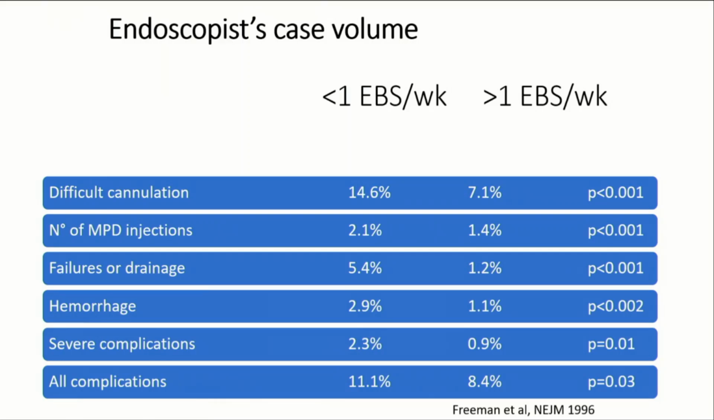Now, does it make a difference how frequently you do ERCPs? There are some studies. This is a very old one from 1996 that measured difficult cannulation, how many times you inject the main pancreatic duct, failures of drainage, hemorrhage, and severe complications. You can see the difference in operators that do less than one per week or more than one per week. Is this applicable to everybody?